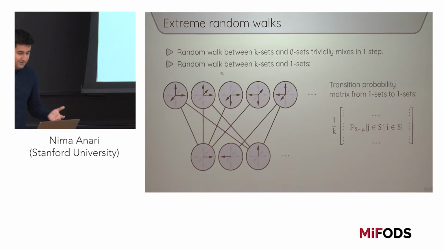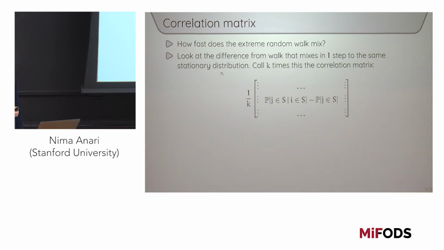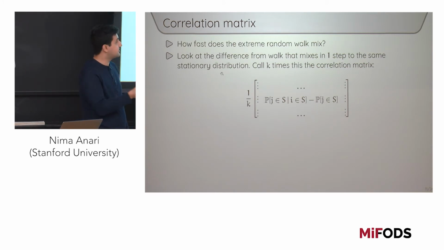So if I want to know whether this random walk mixes fast or not, I can just study eigenvalues of this matrix. In fact, to make life simpler, I can subtract a trivial matrix from this random walk. If I subtract the stationary distribution from each row, I'm looking at the difference between two random walks, one of which is doing the bipartite walk, one of which is just jumping to the stationary distribution. And if I can bound the eigenvalues of this difference, then I can say something about the mixing time.